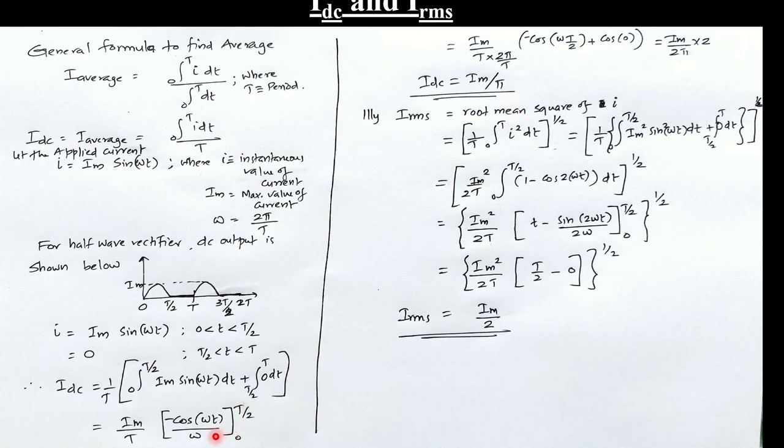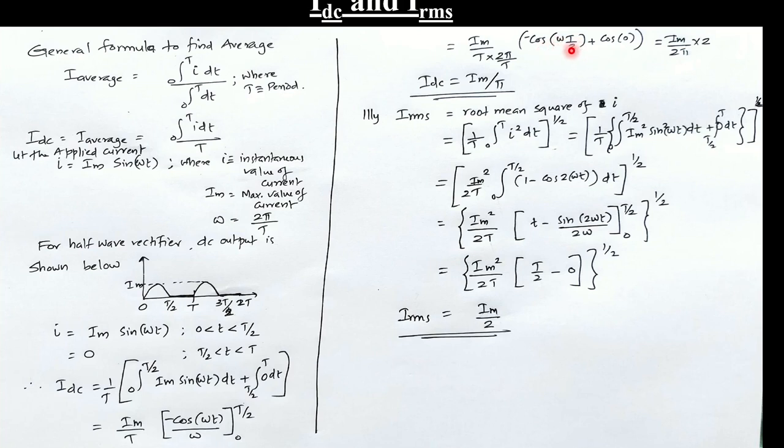Now omega, we know, is 2 pi by T. So I am substituting it here: Im by T into T by 2 pi, and I am substituting the limits. It is minus cos omega t, and instead of small t, we substitute the upper limit, that is T by 2. Then minus, so those two minus signs become plus, cos 0. And of course, if you substitute omega equal to 2 pi by T here, the T by 2 and T by 2 will cancel. What remains is minus cos pi.